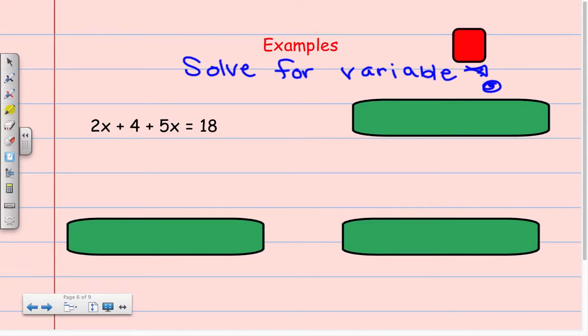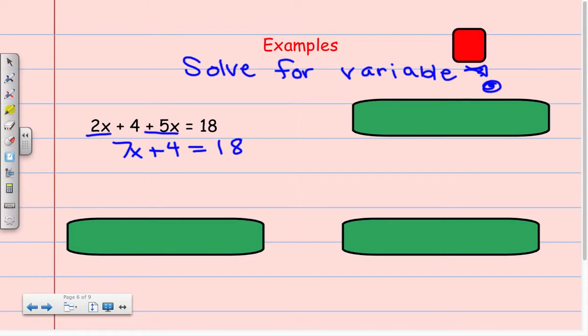So, according to my steps, the first step says distribute if I need to. Do I need to distribute here? No. So the second step says combine like terms. So I'm going to add 2x, and this looks like plus 5x because there's a plus right before. And I get 7x plus 4 is equal to 18. Okay?